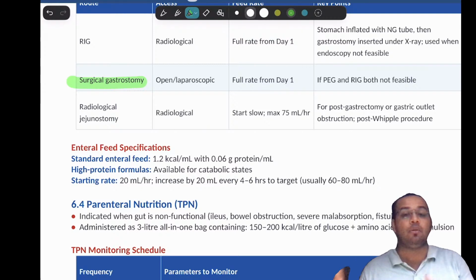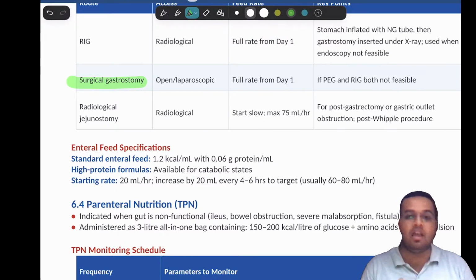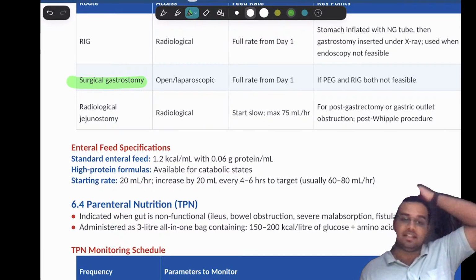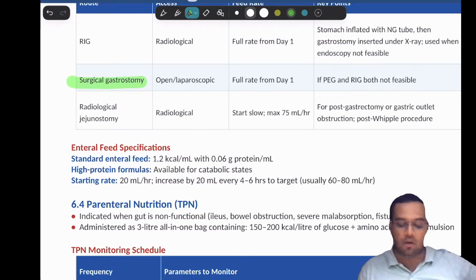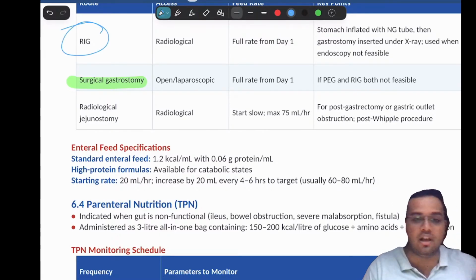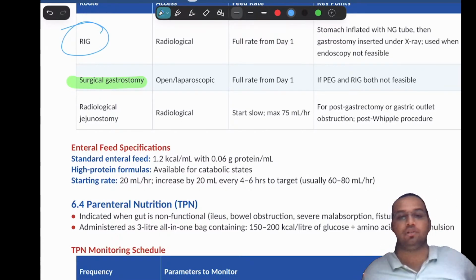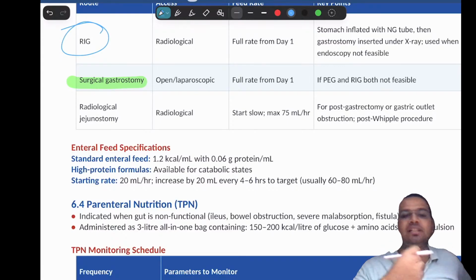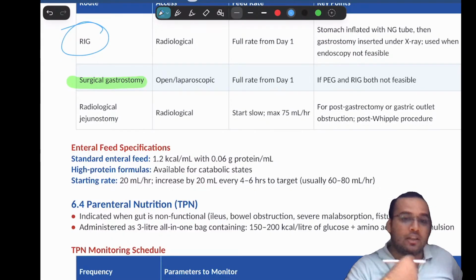But again, it requires anesthesia, it requires lots of problems. So that is the reason you are not going to do it routinely. And now comes the role of the interventional radiologist, that is, radiologically image guided gastrostomy. What happens is, a few patients have a very narrow esophagus. So an RT can pass through it, but an endoscope cannot.